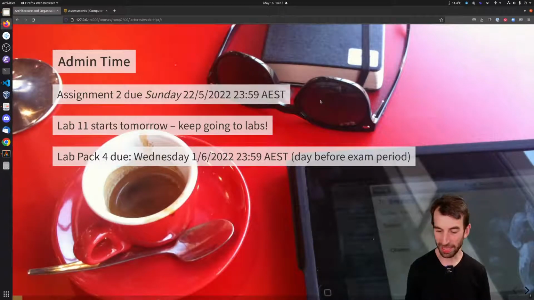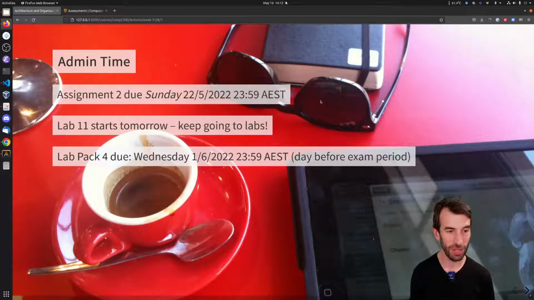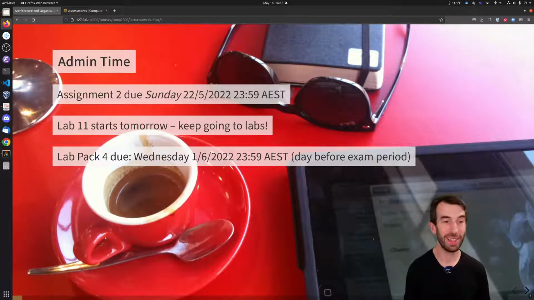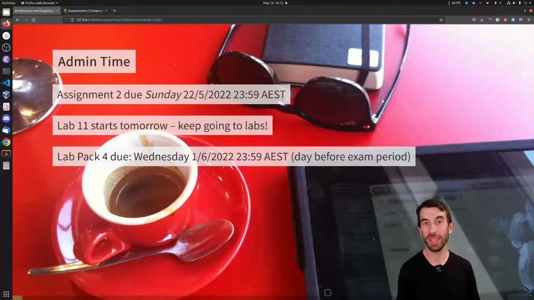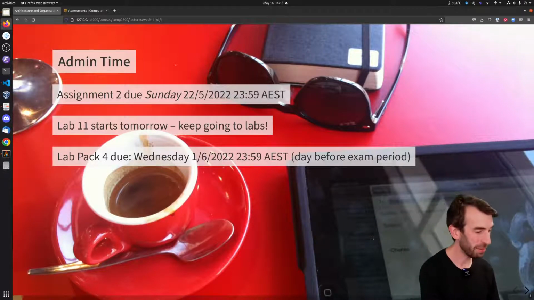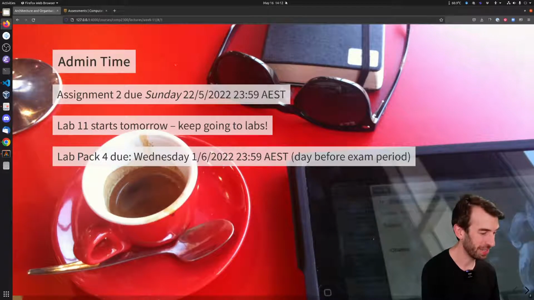Before we start and get stuck into some content, I just want to point you to a few critical dates that are appearing. It is admin time. You know that your assignment 2 is due this week. The deadline for assignment 2 has been extended to Sunday the 22nd, I believe. I'm just going to check that because I don't want to have the date wrong. It is the 22nd of May.